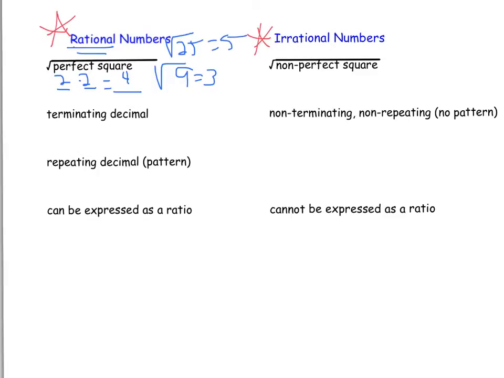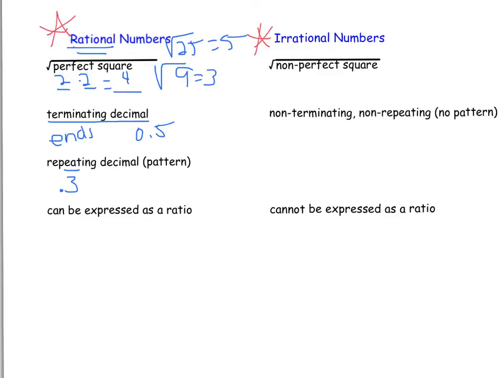A rational number is a terminating decimal also. That means it ends. So 0.5 is a terminating decimal. It's a rational number. Repeating decimals are also rational numbers. So 0.3 repeating is a rational number.